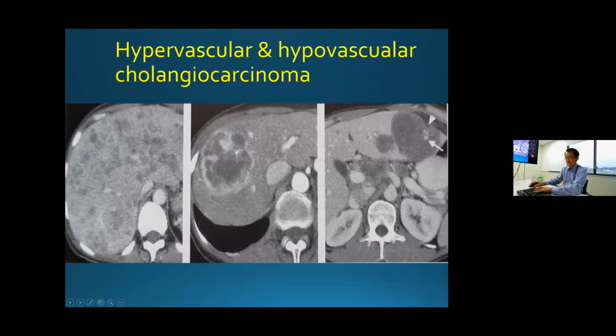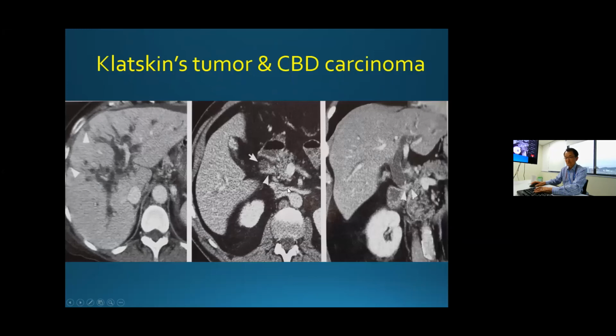CA19-9 is most helpful. For hepatoma, it is the alpha-fetoprotein level. Klatskin tumor is a tumor at the junction of the right and left hepatic lobes. It obstructs the biliary system, so you see dilatation.